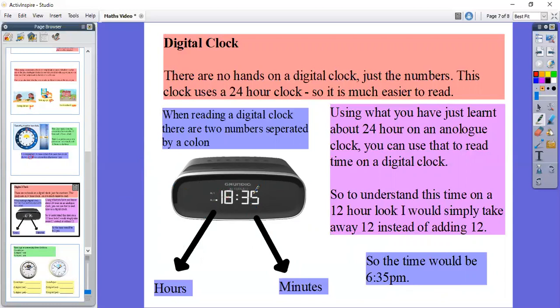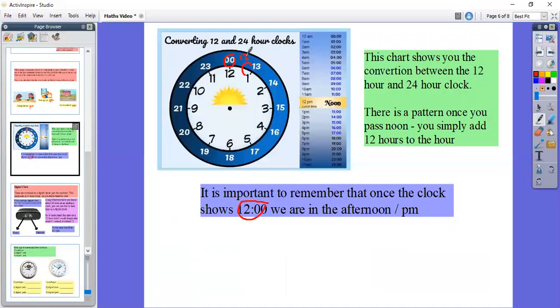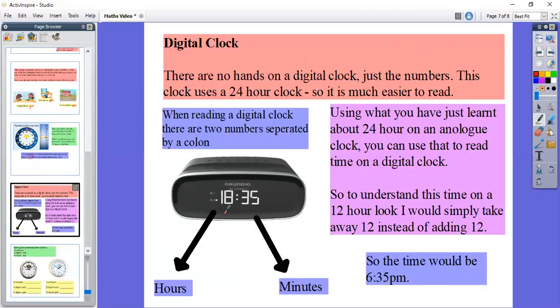So to understand this time, we need to use that 12-hour trick to help us. So 1835, we've got to think, how can I show that on a 12-hour clock? Last time we added 12. This time I can simply take away 12. And 18 take away 12 is 6. And my minutes stay the same. So if you're not too sure what 1835 is, you will simply take away your 12 and it becomes 6:35.